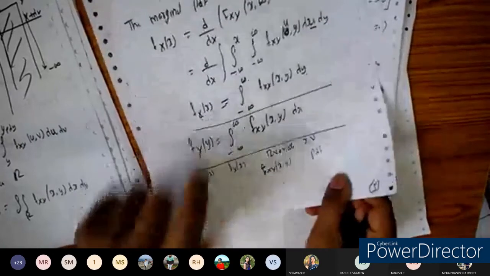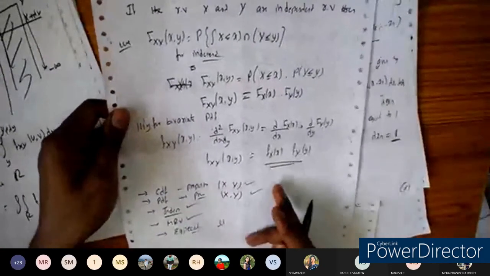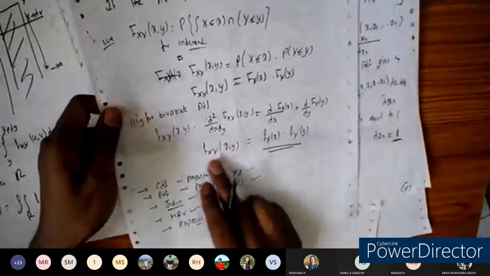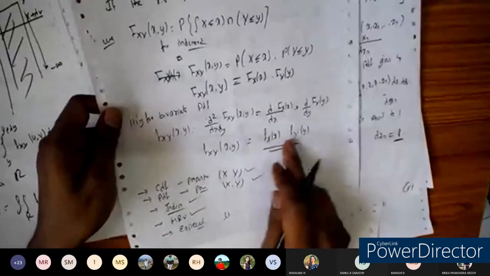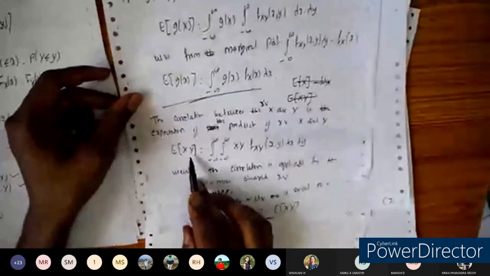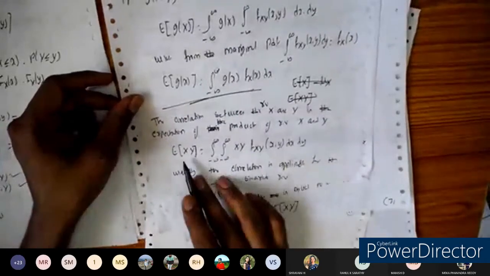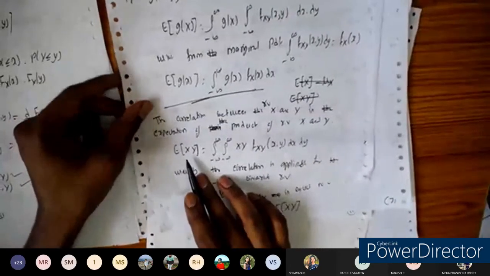So these are the marginal PDFs. Afterwards, we are seeing independence. If the random variables are independent, their joint PDF or bivariate PDF is equal to the product of the individual PDFs. We are going to verify this property also. We are also seeing the multivariate density function and expectations. The expectation of the product of the random variables we are going to call the correlation. We use this to find the correlation between the random variables X and Y.